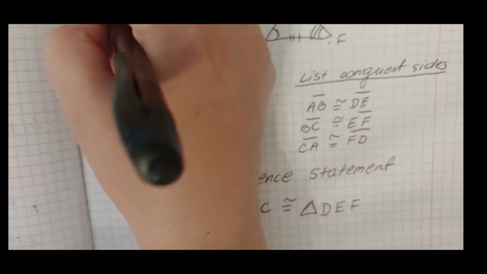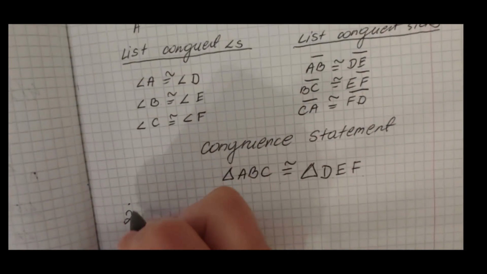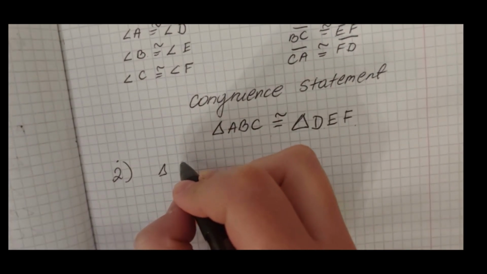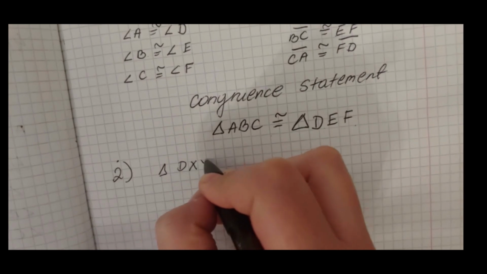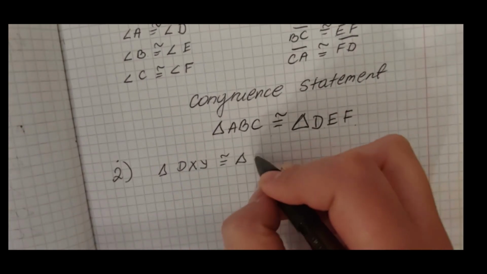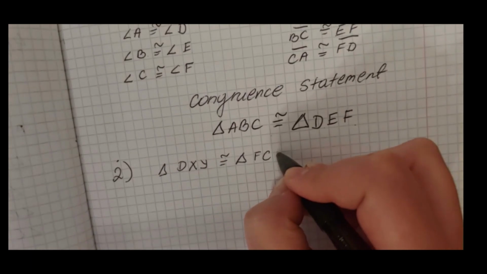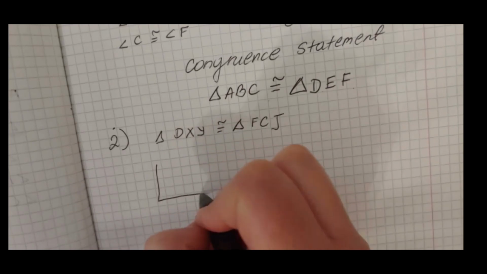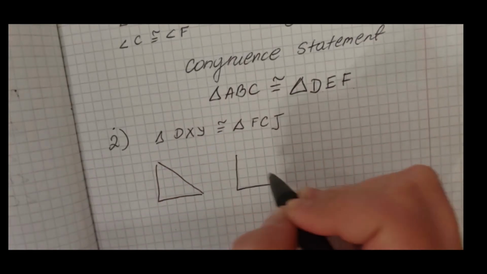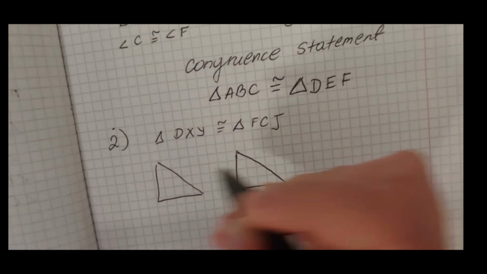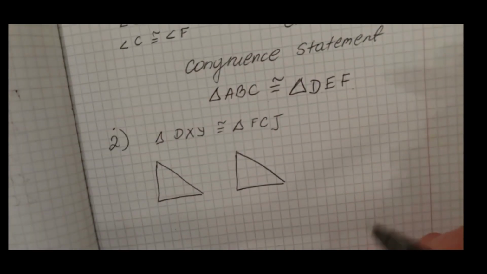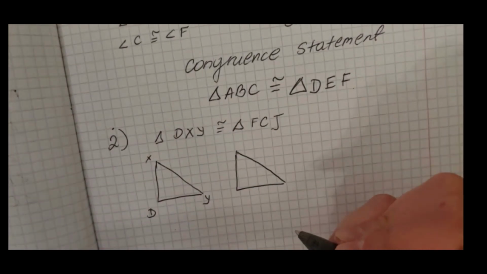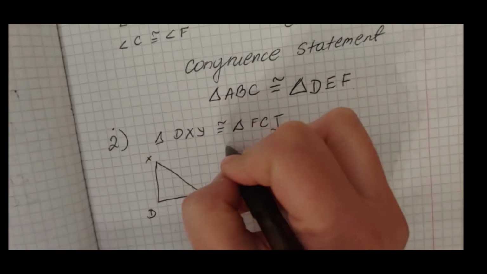The second type of problem, we can kind of go backwards. They're going to give us triangle DXY is congruent to triangle FCJ. Okay, so I'm going to draw two triangles. It doesn't matter if they're right or isosceles. This is just a picture, it's not drawn to scale. And I'm going to mark this triangle DXY and then triangle FCJ.